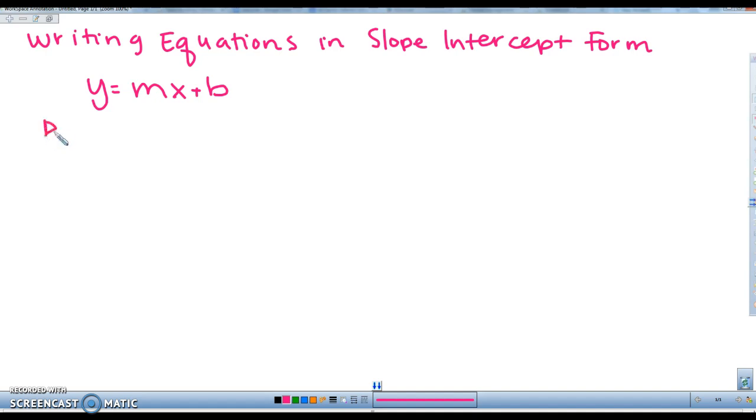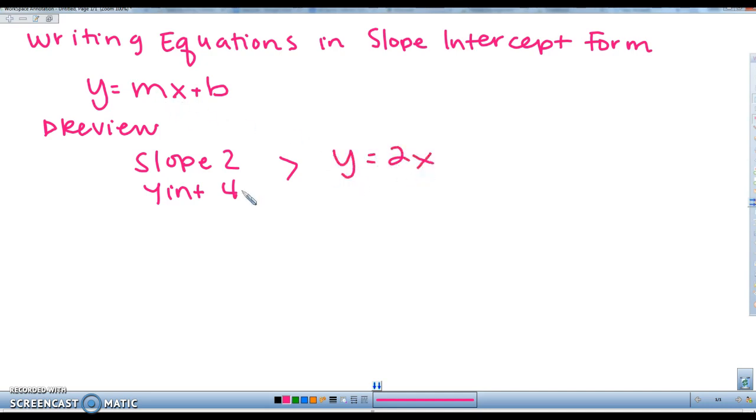So to review, if I have a slope of 2 and a y-intercept of 4, how would I plug that into my equation? Well, I'd say m is my slope, so I'd say y equals 2x, and my y-intercept is b, plus 4. And that would be my equation. And it's as easy as that. So we know how to do that. That's what we practiced in the classwork.